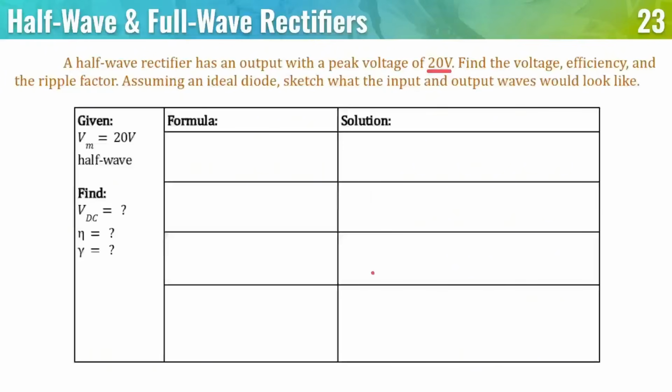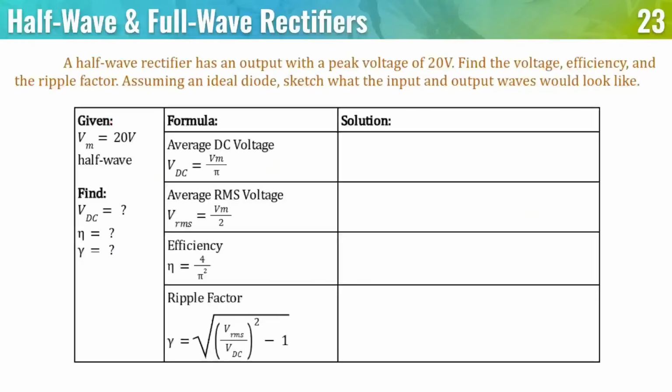So we are tasked to find VDC, the voltage, efficiency, nu, and the ripple factor. So given this, let's proceed first with the first formula. Or rather, let's show all the formulas here right now. So first of all, the average DC voltage is going to be this divided by pi.